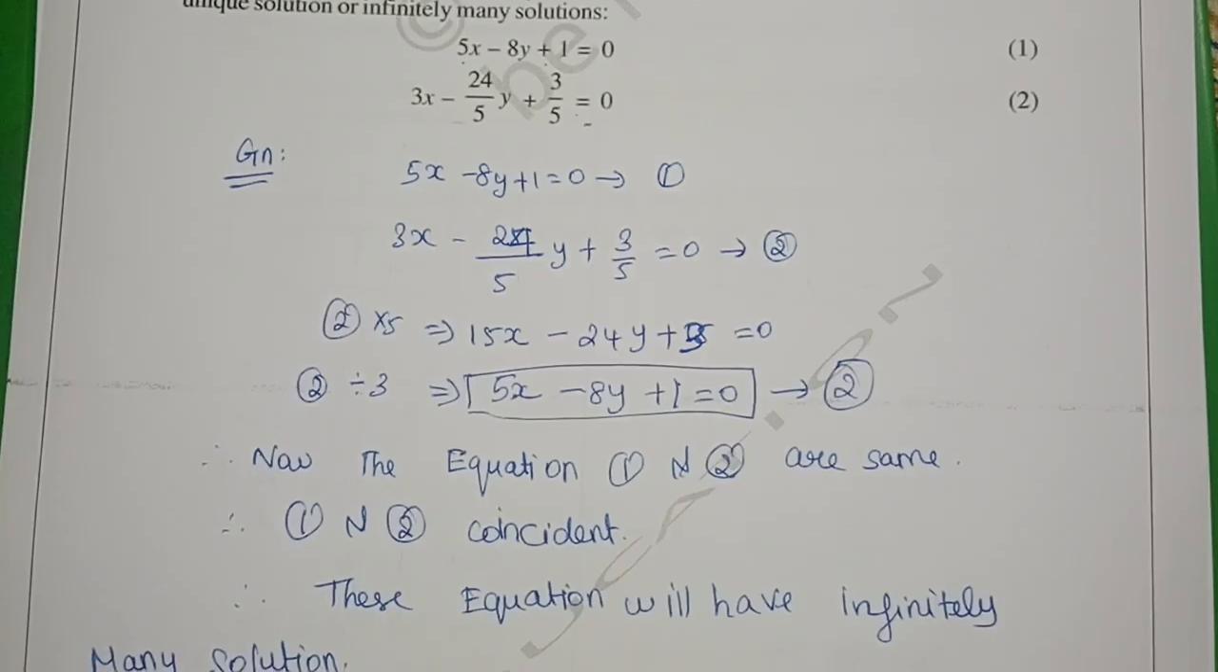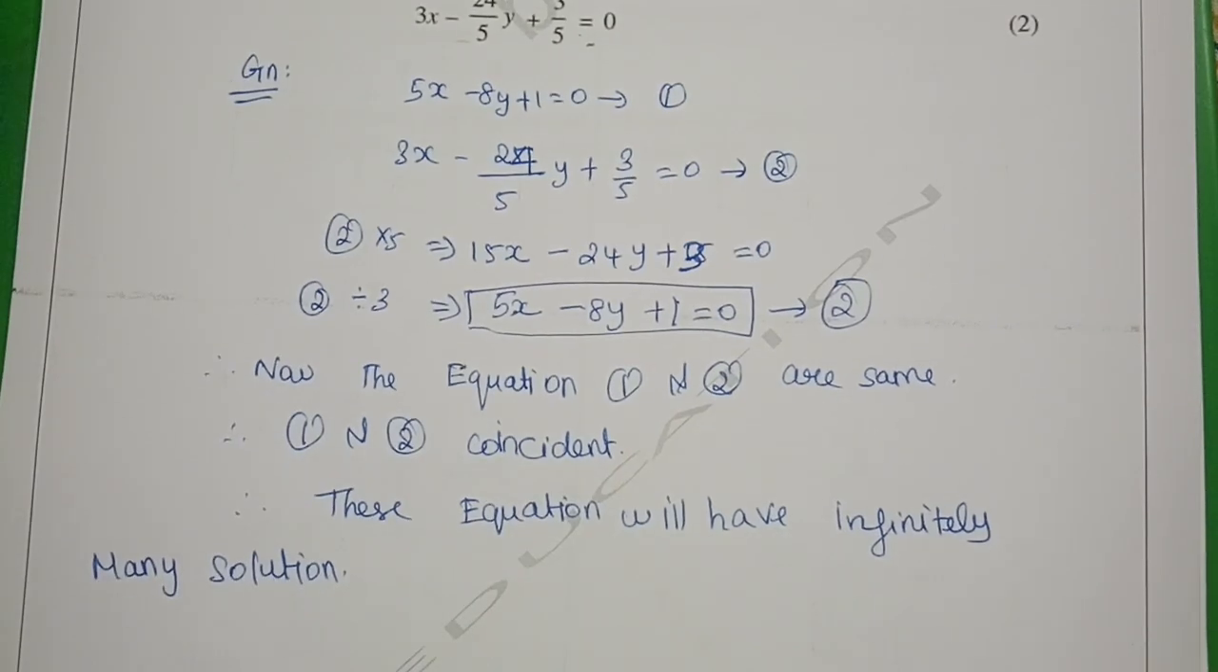As the values are the same, they will be on the same line. Equation 1 and equation 2 will be on the same line. Therefore, it has infinitely many solutions.